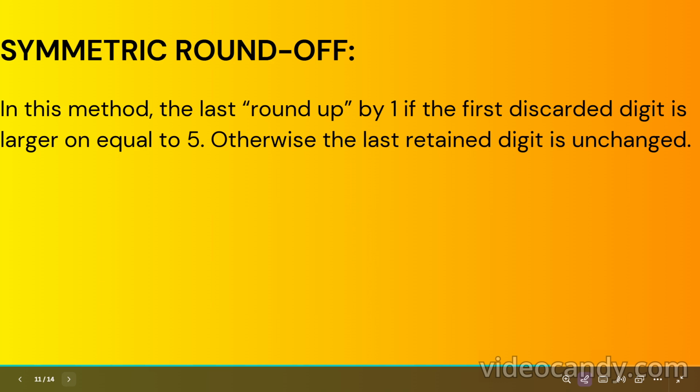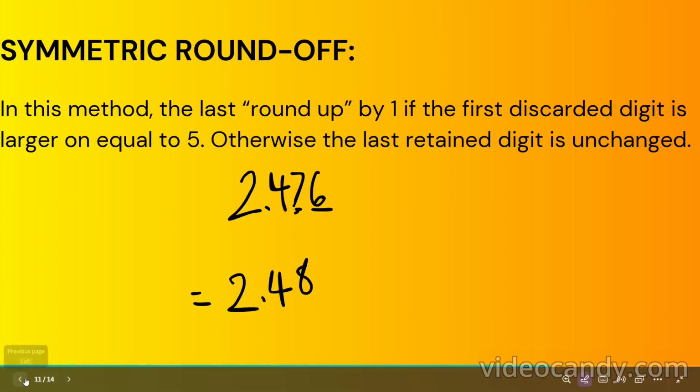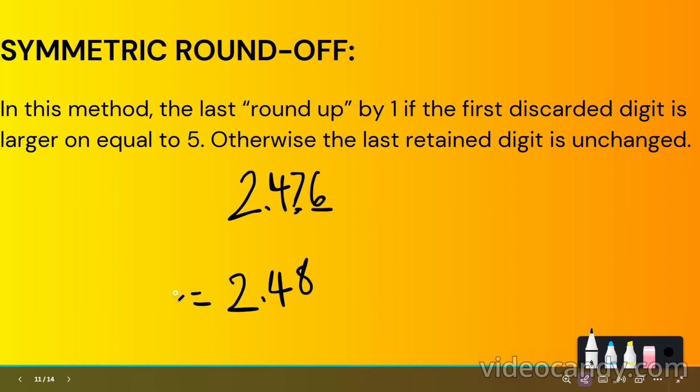The next one is symmetric round-off. In this method, the last retained digit is rounded up by 1 if the first discarded digit is greater than or equal to 5. Otherwise, the last retained digit is unchanged. Let's say 2.476. The 6 is bigger than 5, so the number changes, and the answer is 2.48 for symmetric round-off. The chopping answer is 2.47 and the symmetric round-off answer is 2.48.